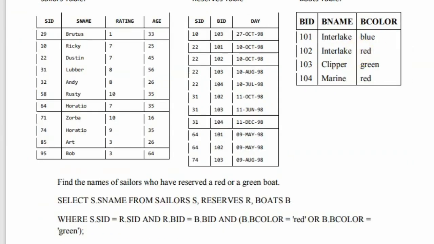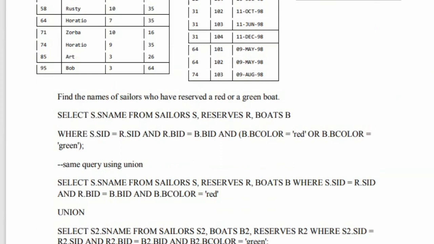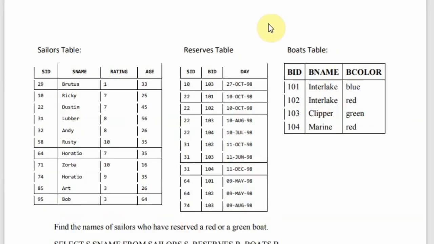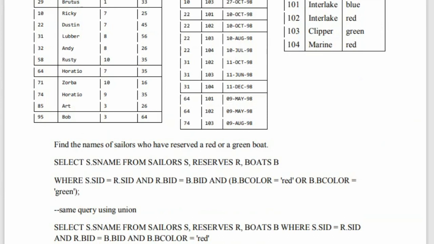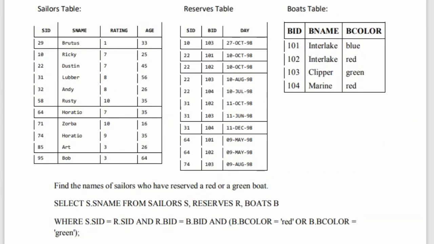This is an instance of the Sailors database. This is the Sailors table with certain entries, this is the reserves table with these entries, and the boats table with these entries. Now let us try to find out.